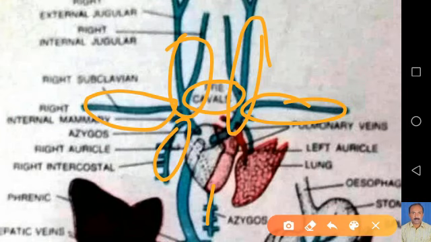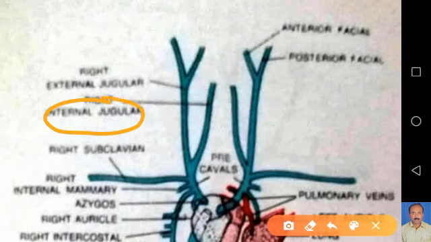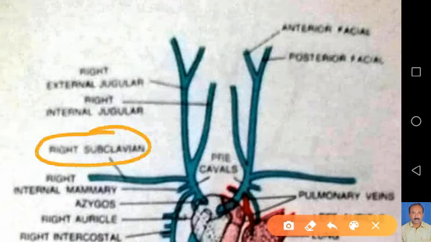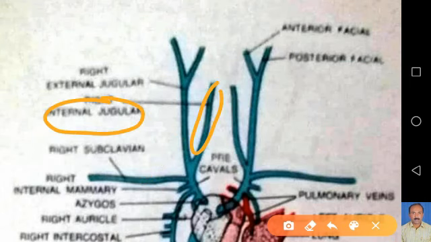Internal jugular vein. There are 2, right internal jugular vein and left internal jugular vein. It is a slender vein collecting blood from the brain and occipital region of the skull. Now, subclavian vein. This is the subclavian vein. It's a right subclavian vein and a left subclavian vein. It is a prominent vein collecting blood from the forelimb and shoulder region.